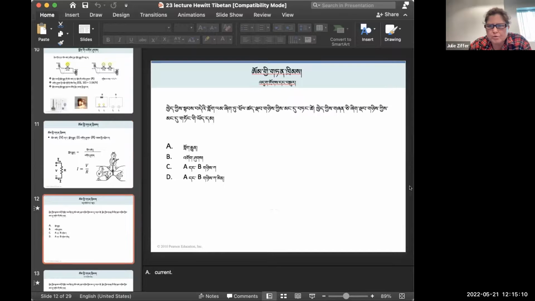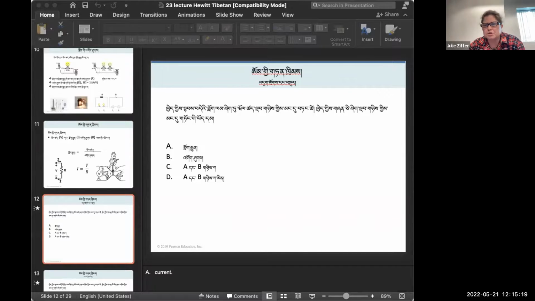Okay, so let's try a question. When you double the voltage in a simple electric circuit, what else gets doubled?